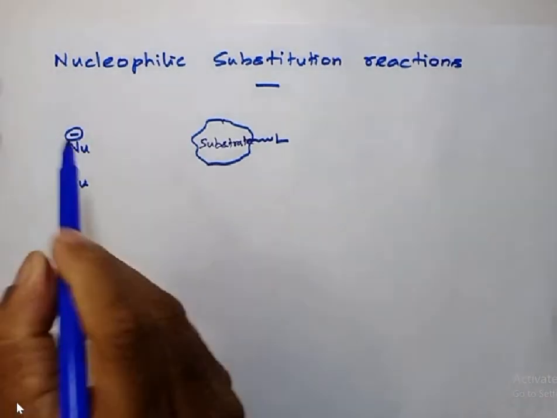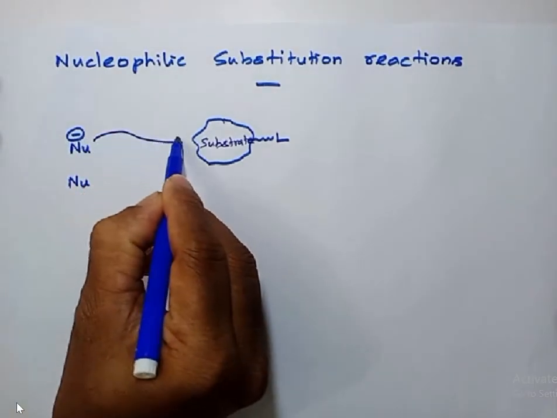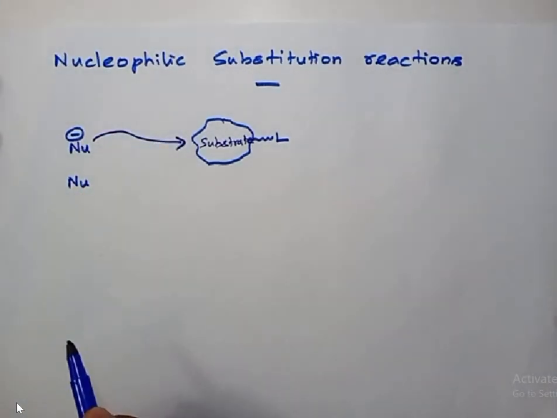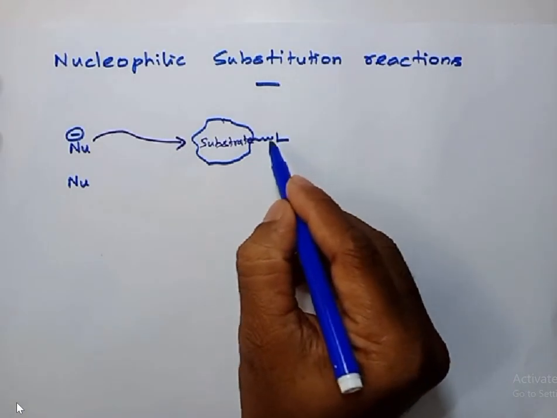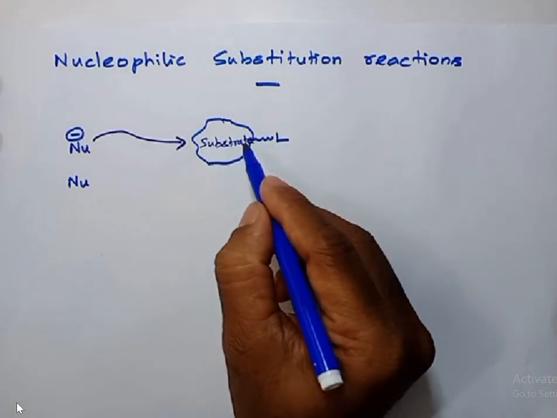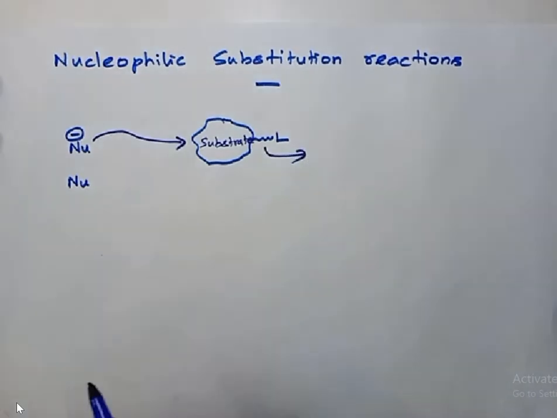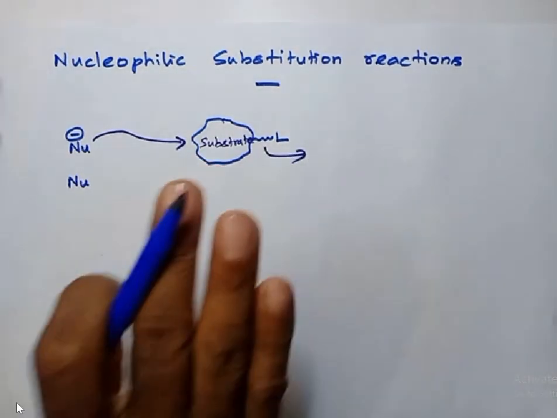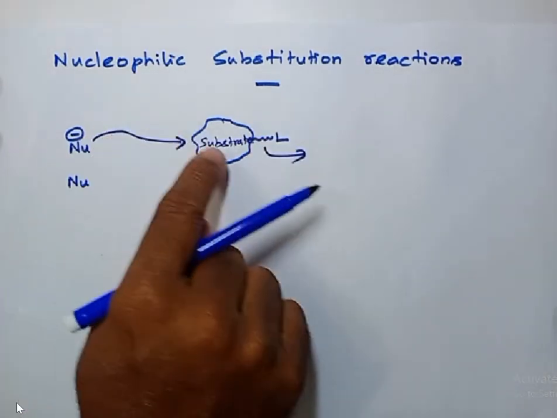It is where the nucleophile is going to attack. So the nucleophile attacks the substrate. What will happen? The leaving group, which is present in the substrate, may be an atom or a group, and it will come out. This is basically a nucleophilic substitution reaction. Some group is substituted by another group.